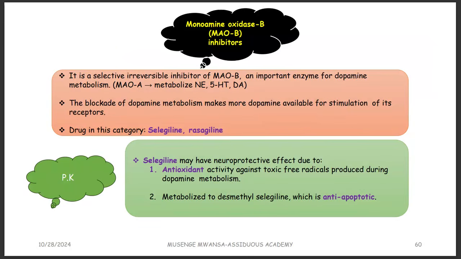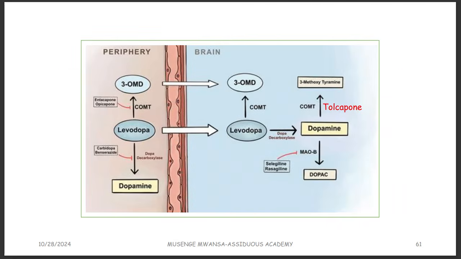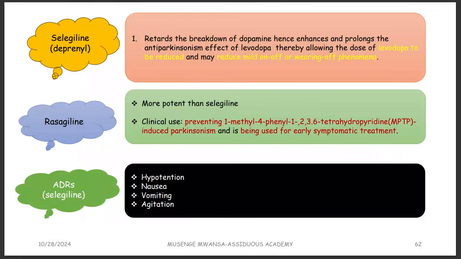And also dyskinesias. Selegiline and rasagiline: these guys are metabolized by 2-desmethylselegiline, which is anti-apoptotic. So you can now guess the side effect, preventing apoptosis. But rasagiline itself can be used in preventing MPTP-induced Parkinsonism. Remember, this was one cause of Parkinsonism. So rasagiline is the one that can be used for that.